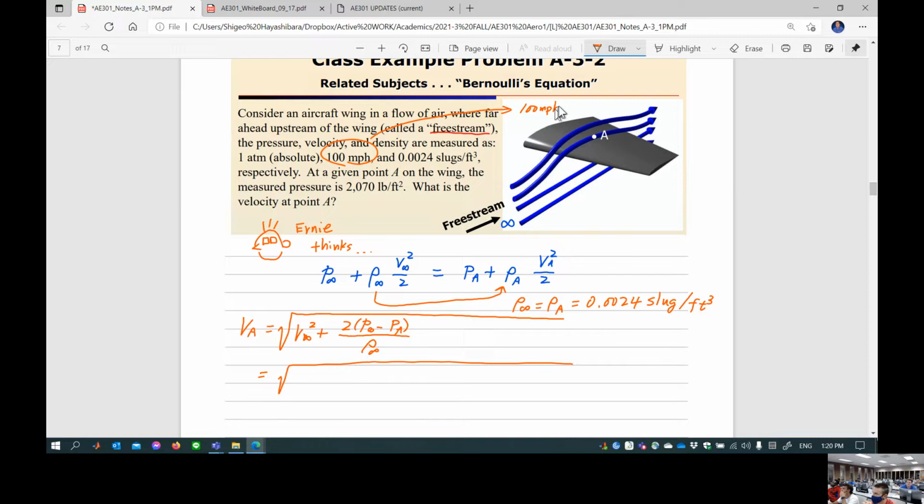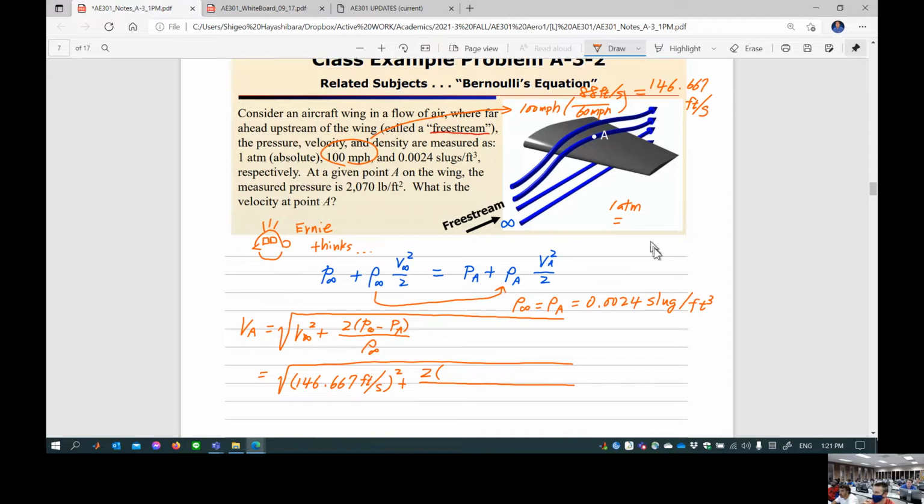100 miles per hour multiplied by 88 feet per second over 60 miles per hour, which is 146.667 feet per second. Okay, so I'm going to plug that in: 146.667 feet per second squared plus 2 times P infinity. Well, P infinity is what? It says 1 atm. What's 1 atm? Anybody?